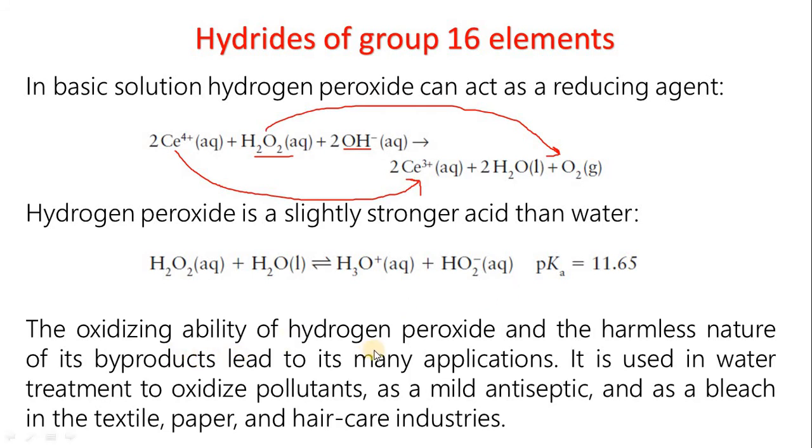The oxidizing ability of hydrogen peroxide and the harmless nature of its byproduct lead to its many applications. So the basis of the application is the harmless nature of hydrogen peroxide as compared to other oxidizing agents. It is used in water treatment to oxidize pollutants, as a mild antiseptic, and as a bleach in textile, paper, and hair care industries.